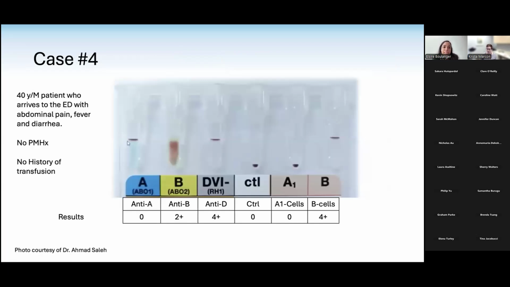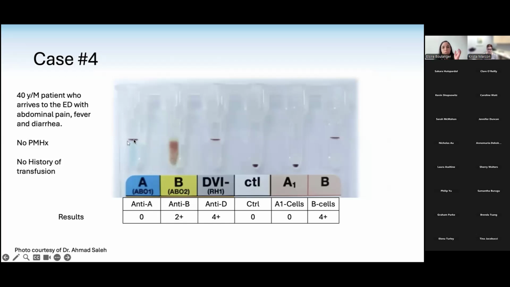We have the next one, case number 4. This is a 40-year-old male patient who arrived at the emergency department with abdominal pain, fever, and diarrhea. There's no past medical history, no history of transfusion, and I'm encountering this. So what can this be? With the anti-A, actually, there's an error here. This anti-A, I'm having a 4 cross over here. So this is a 4, not 0. With the B, I'm having a 2 cross.